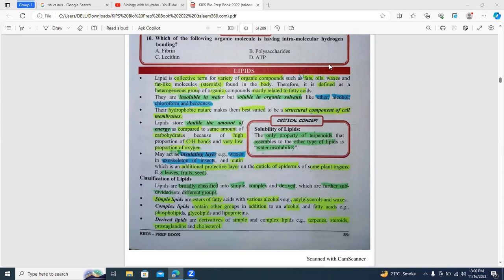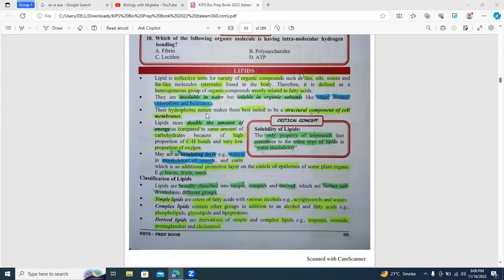We need to know that lipids are mainly insoluble in water. And if you watched our previous videos on nutrition, you would know that lipids store double the amount of energy and they are an excellent insulating source. They are present in the skin of animals and help them keep warm. Now we will be covering the other properties of lipids.